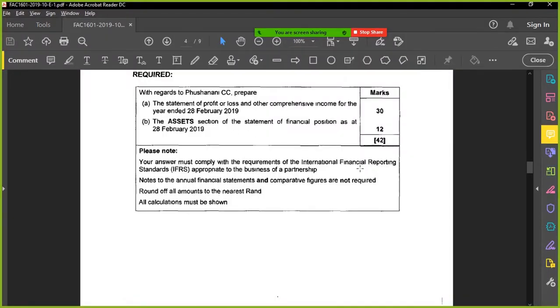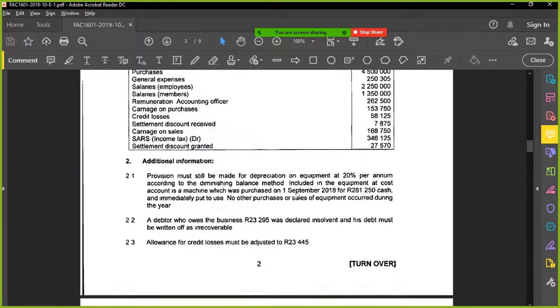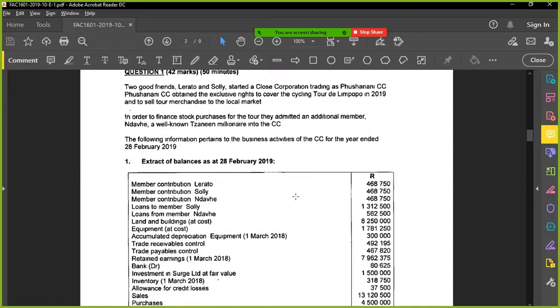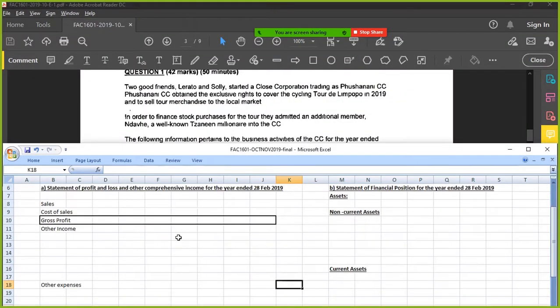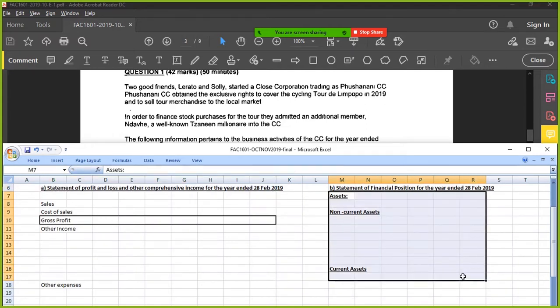Obviously, we need to follow IFRS. Notes to the financial statements are not required. Round off the amounts to the nearest rand. Okay, that's important. And calculations must be shown. Okay, perfect. So now you go to the question. Okay, you get your easy marks, and you look at obviously income and expenses, and assets.